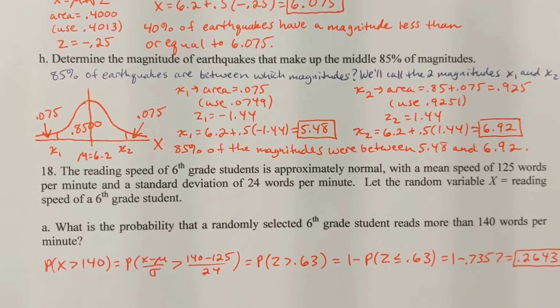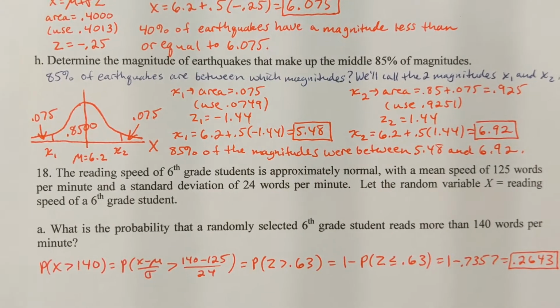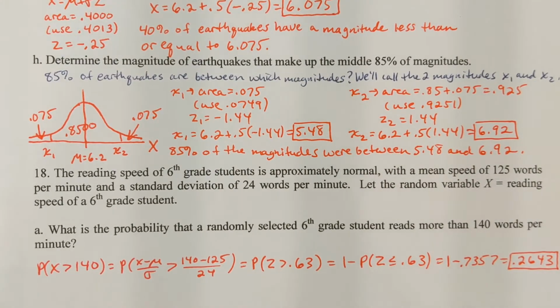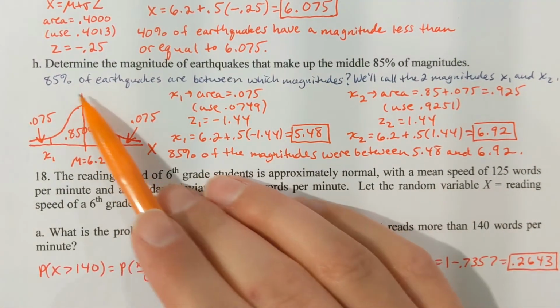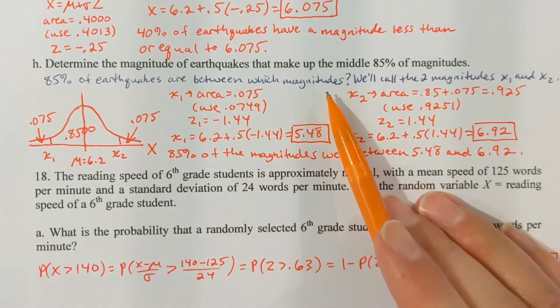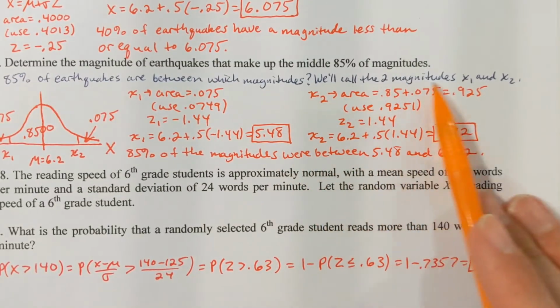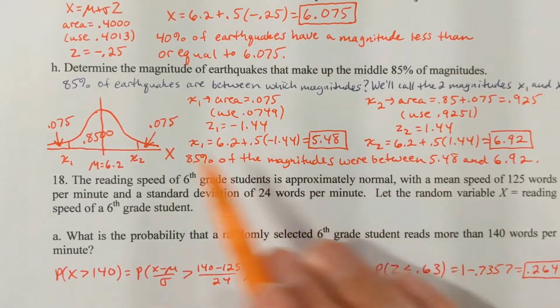Part H says determine the magnitude of earthquakes that make up the middle 85% spread of the magnitudes. So I've got a picture here. I want to answer the question, 85% of earthquakes are between which magnitudes? Okay, I'm going to call these two magnitudes x1 and x2. Now I've got a picture.